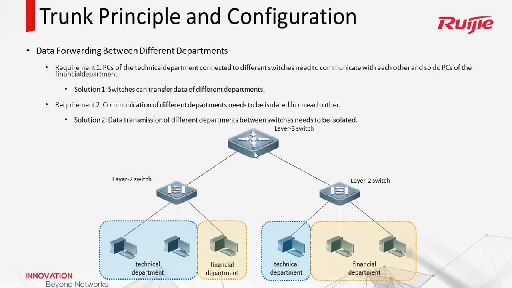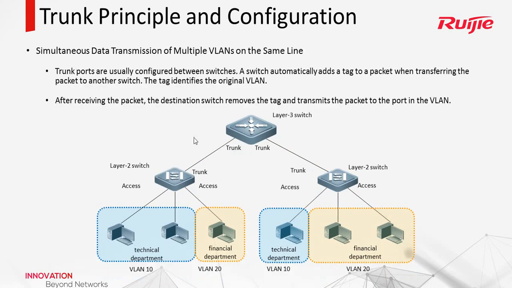So first, the transit switch needs to support different VLANs. It needs to transfer the data of different departments. Then, this data also needs to be isolated. So we know we cannot configure the access VLAN again, because one port with access mode can only support one VLAN. Now, let us see what the trunk is.